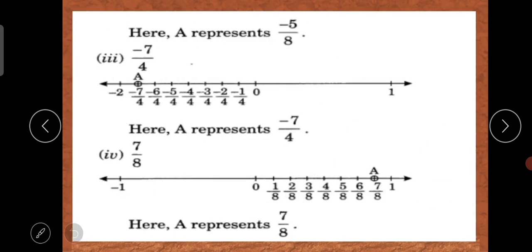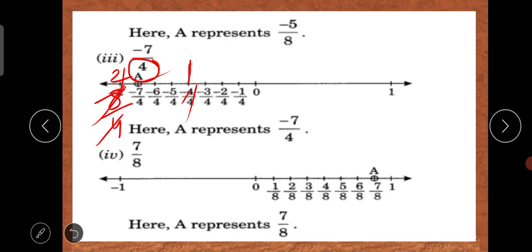Next, see minus 7 upon 4. In the same way, minus 7 upon 4 is also negative. So draw the number line from 0 to minus 1. Negative side means left side. Here the denominator is 4. So where do we get 4 upon 4? This one is 1. And when we get minus 8 upon 4, when we cancel we get 2. They told us to mark minus 7 upon 4, so here it is 7 upon 4.